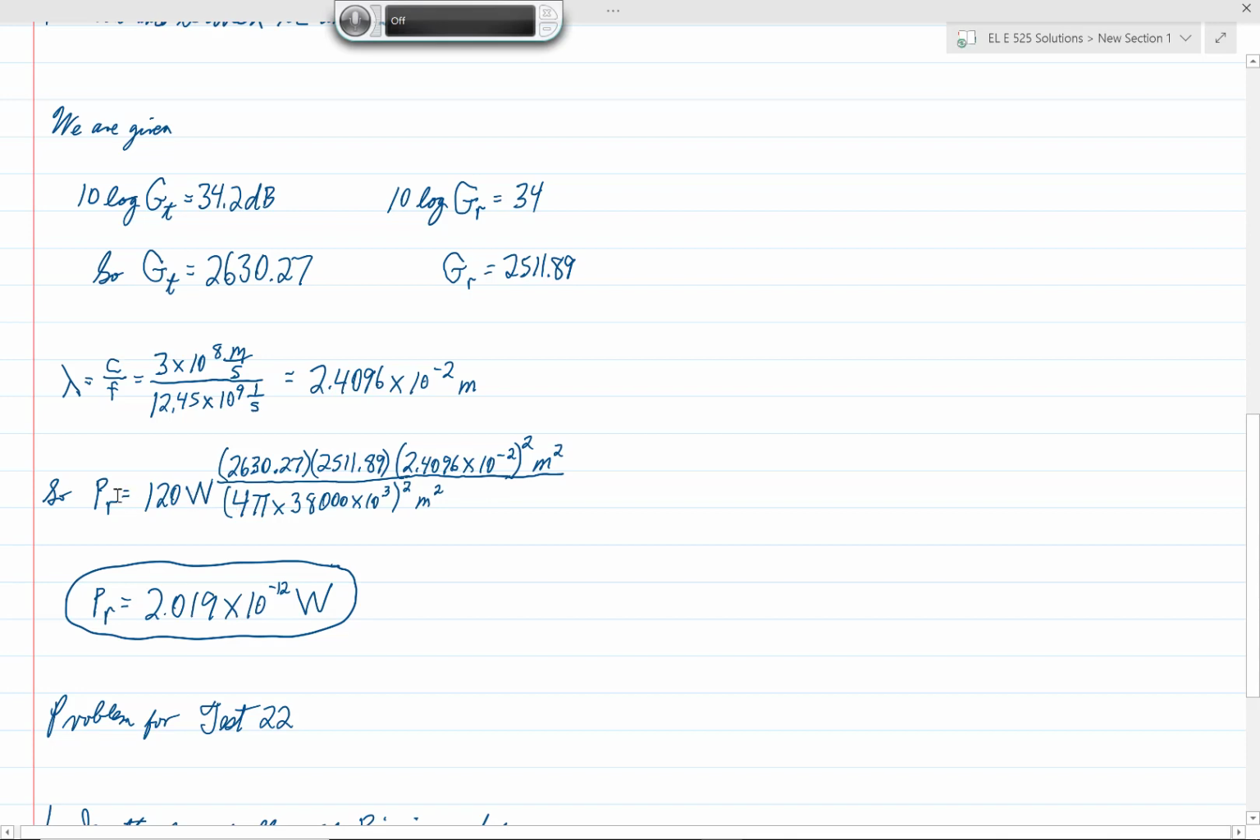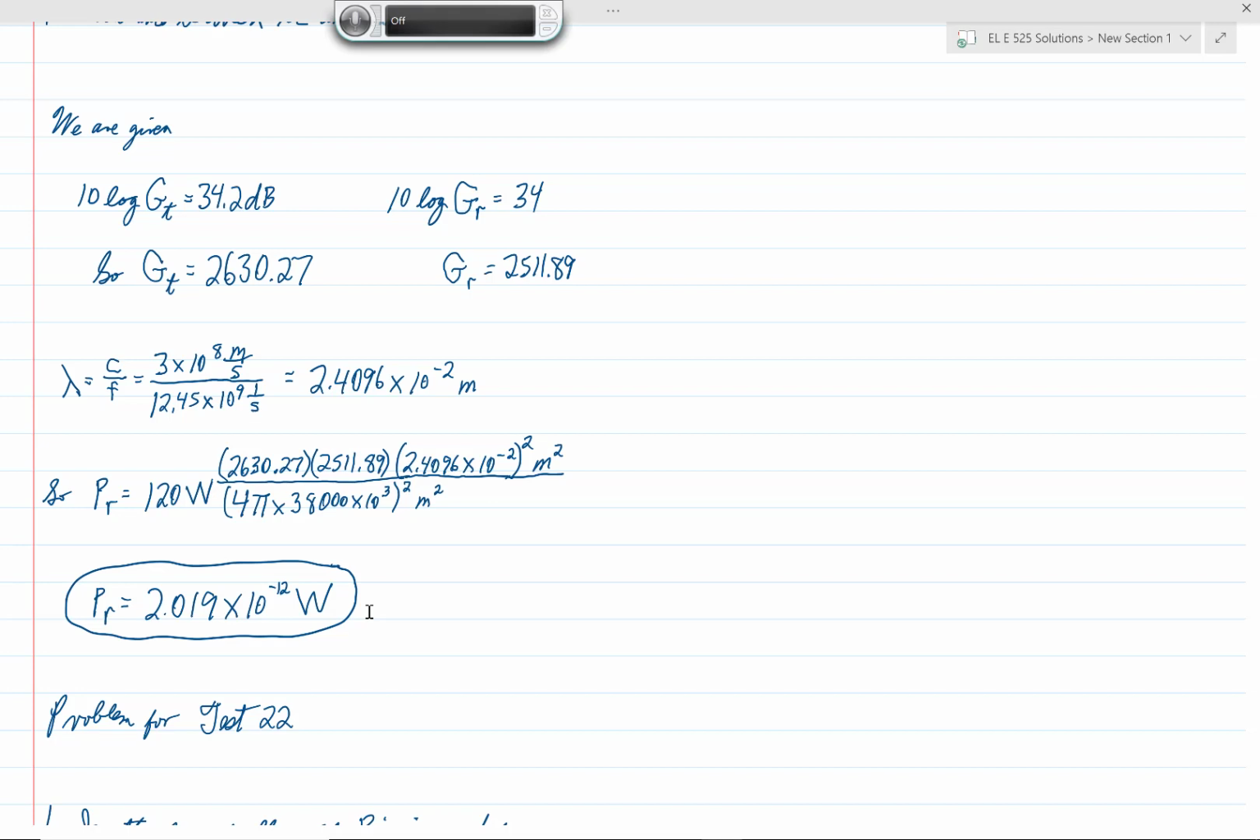And so if you turn the crank on all of this using the values that we've calculated, you'll come up with this 2.019 times 10 to the minus 12 watts, this very small value for the received power, which is typical in this kind of problem where the antennas are so far apart. So that's the way that we use the Friis transmission formula.